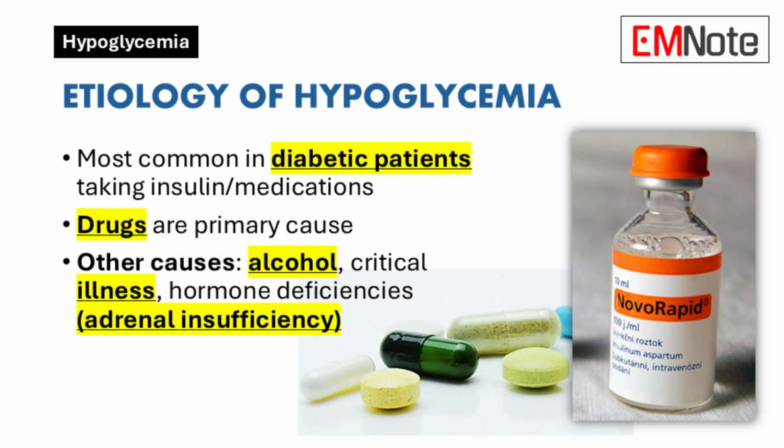Etiology of hypoglycemia. Hypoglycemia is most common in patients with diabetes who are taking medications like insulin, sulfonylureas, or meglitinides. Drugs are the most common cause of hypoglycemia. Other causes include alcohol consumption, critical illnesses, for example, sepsis, renal failure, counter-regulatory hormone deficiencies, for example, adrenal insufficiency, and non-islet cell tumors. In non-diabetic patients, hypoglycemia is uncommon.